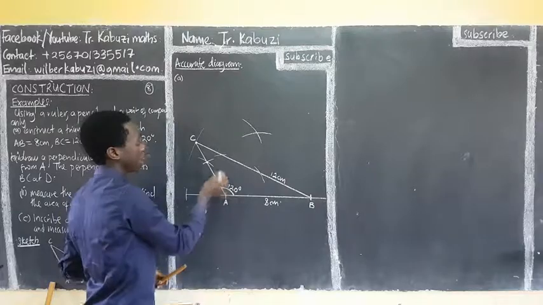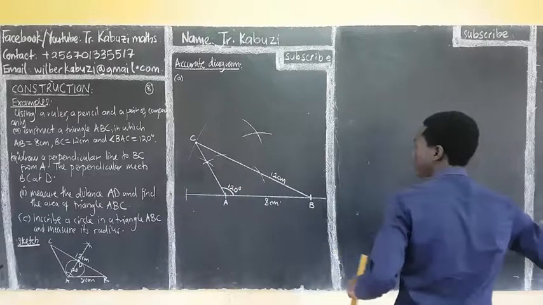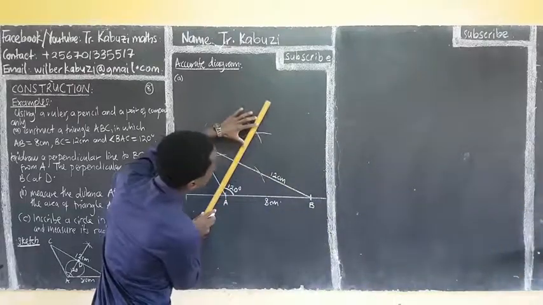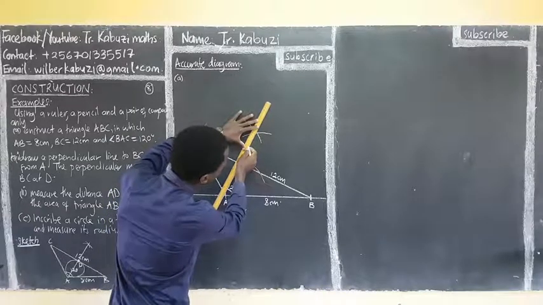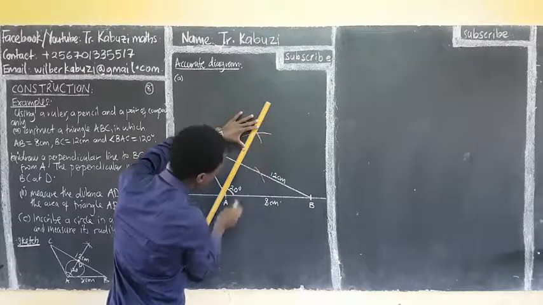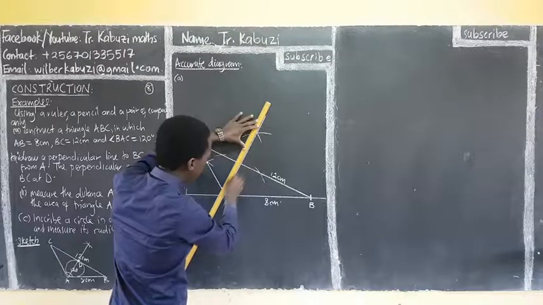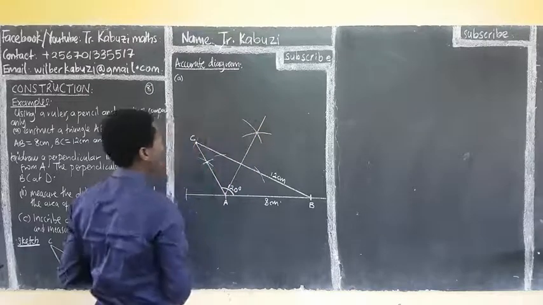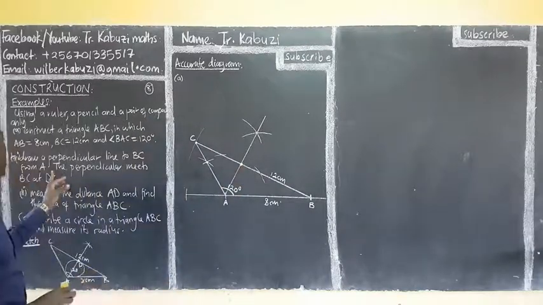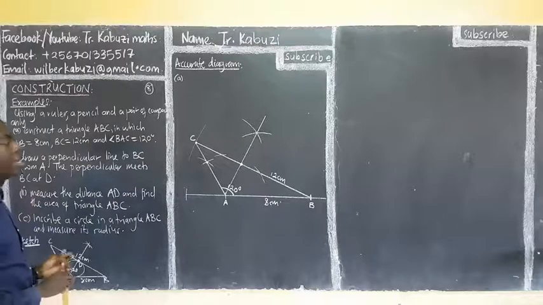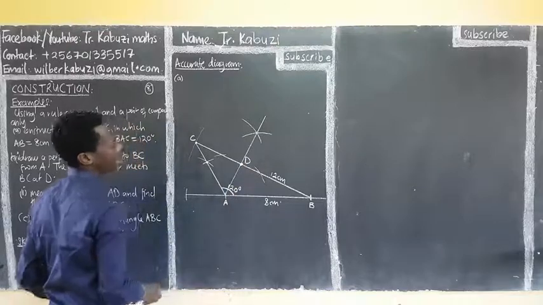Then you join this to that, and there it will be your perpendicular. That's how we draw a perpendicular. This is my point passing through where these two arcs are meeting. Then this is going to be my perpendicular like this. They're telling me that the perpendicular meets BC at D. So this point here is point D, where it is meeting BC.